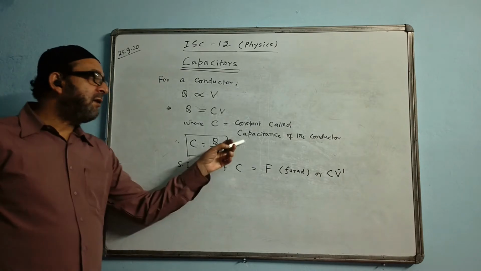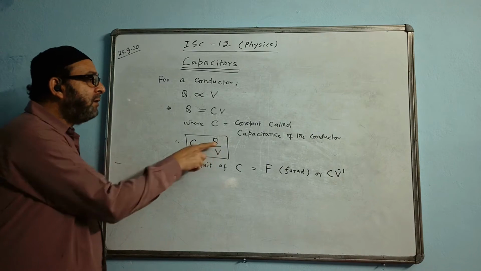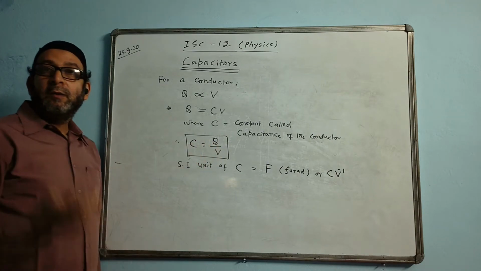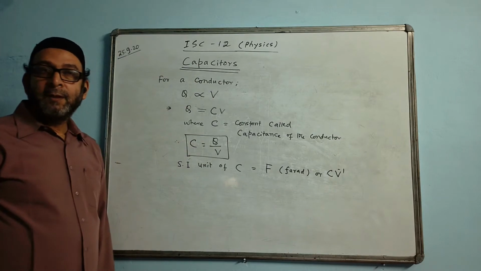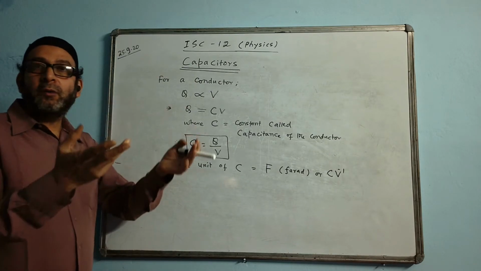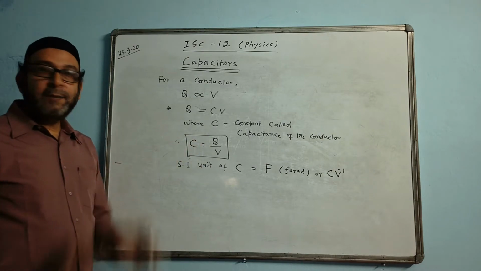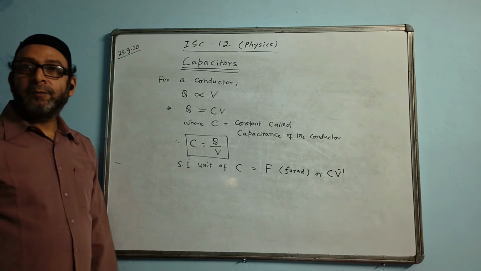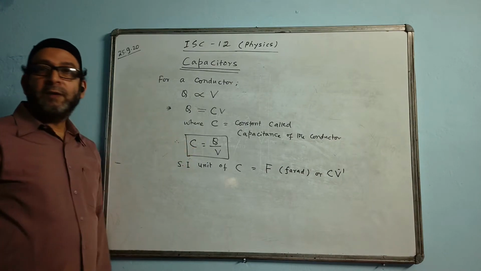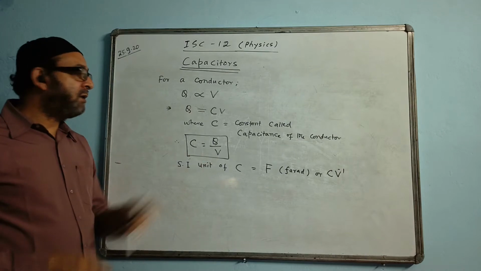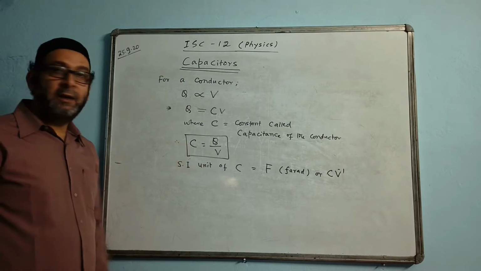So capacitance actually means the capacity of a conductor to hold the amount of charge for a given potential. If I say capacitance is more, then that means it contains a large amount of charge. Its capacity of storing charge is more. And if I say capacitance is low, that means the conductor's property of storing the charge is less. That is the meaning of C.